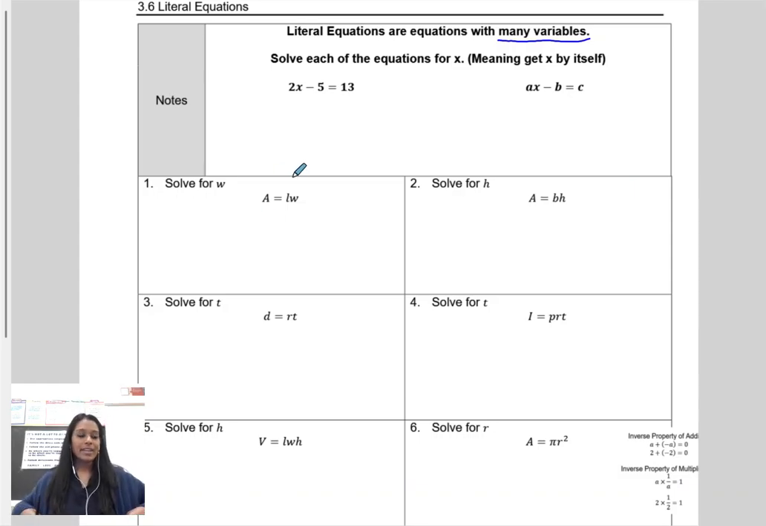Hey guys, so here is a lesson on literal equations. Literal equations just means equations with many variables.